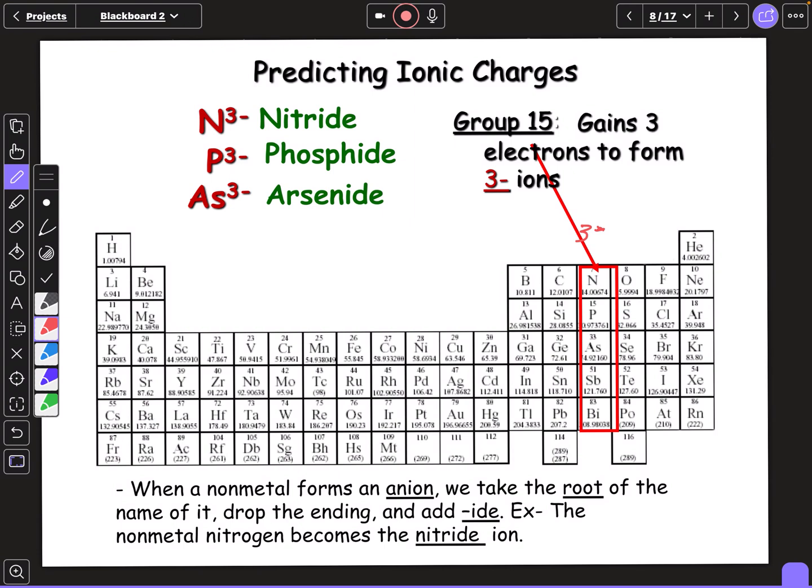And one thing about it is once an atom, the nitrogen atom, forms an ion, we no longer call it the nitrogen ion. We call it the nitride ion. We drop the ending when we're talking about the ion. Same thing with phosphorus. It becomes the phosphide ion. And arsenic becomes the arsenide ion. Now, when a nonmetal forms an ion, like I said, we take the root of it and drop the ending, adding IDE.